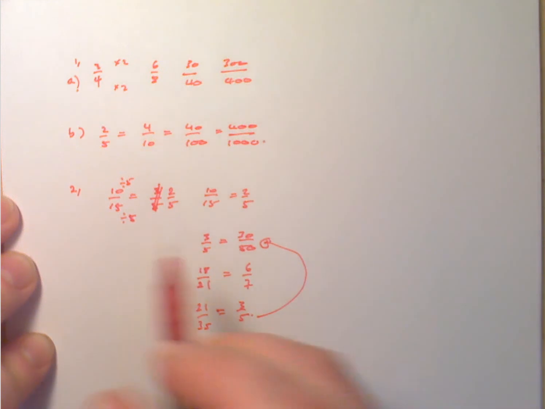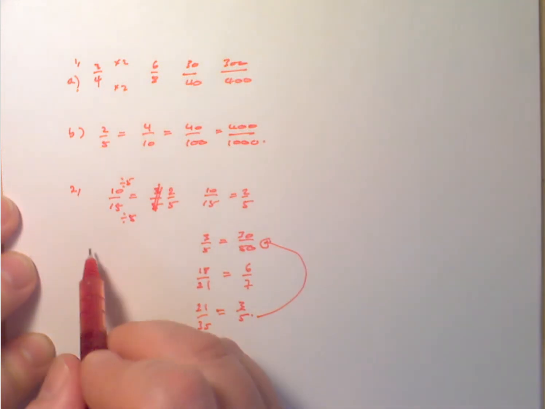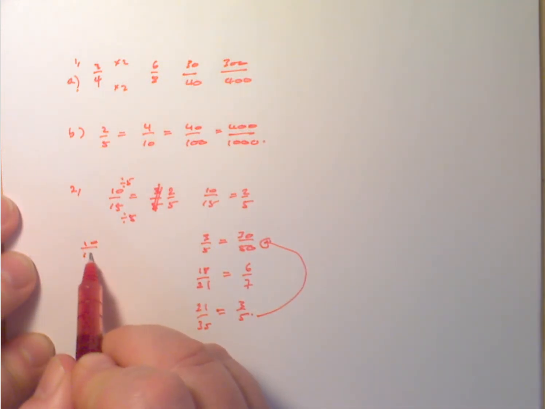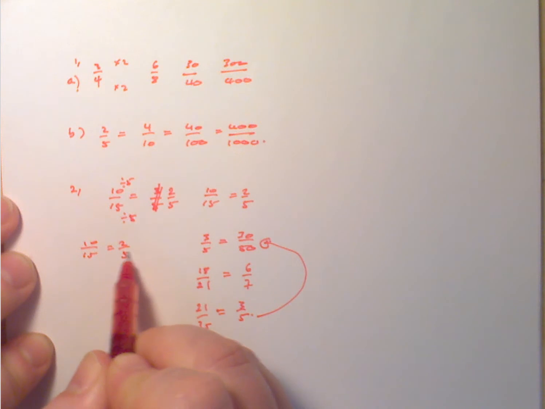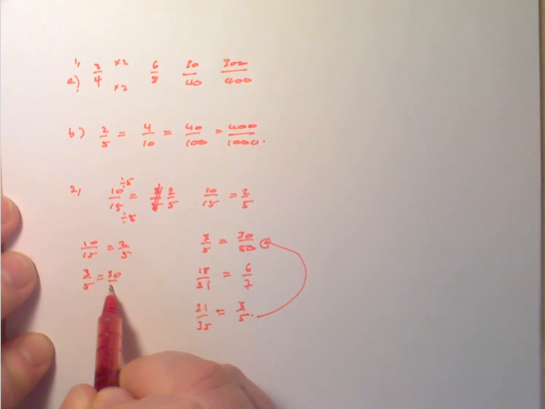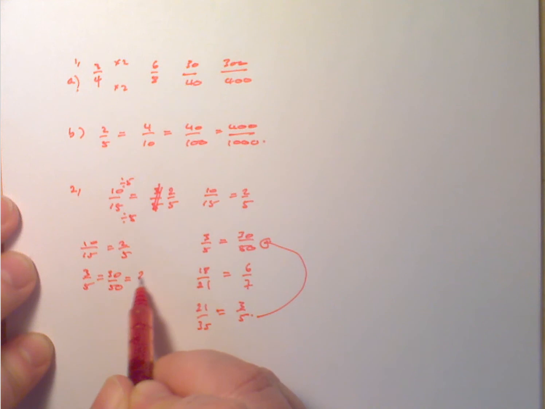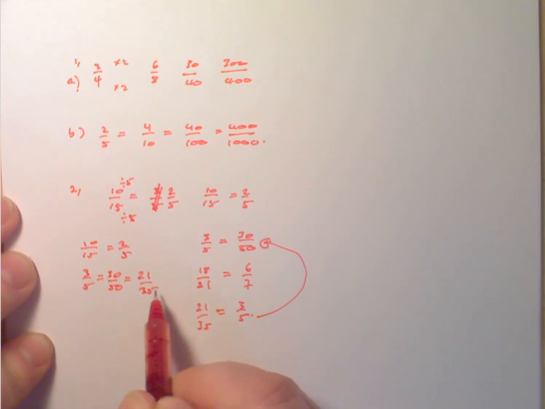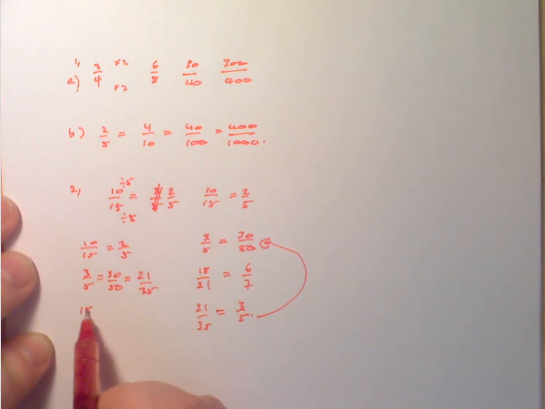So I think your final matchings are 10/15 with 2/5, 3/5 with 30/50 and 21/35, and 18/21 with 6/7.